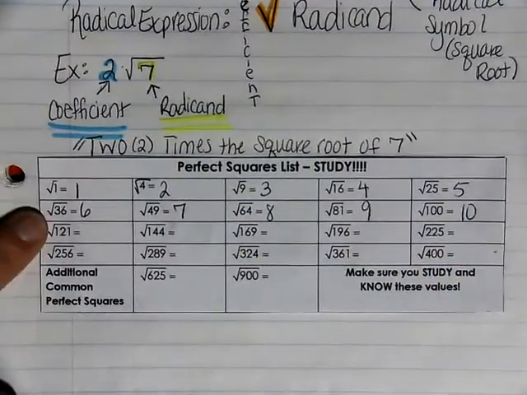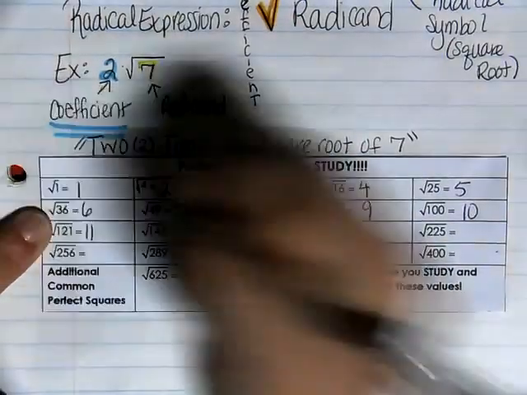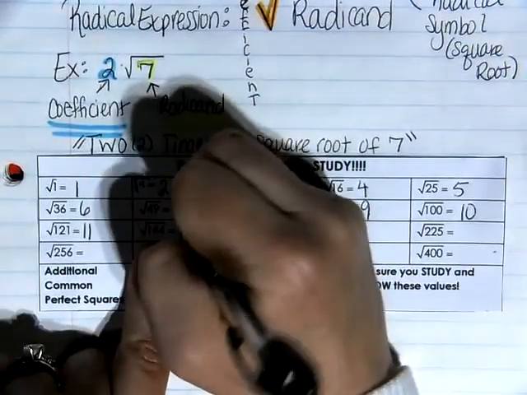Continuing with that pattern, the square root of 121 is 11. The square root of 144 is 12.